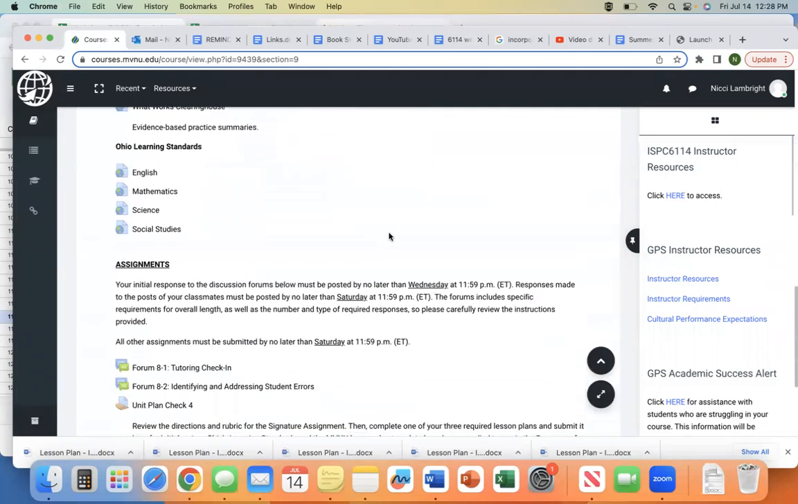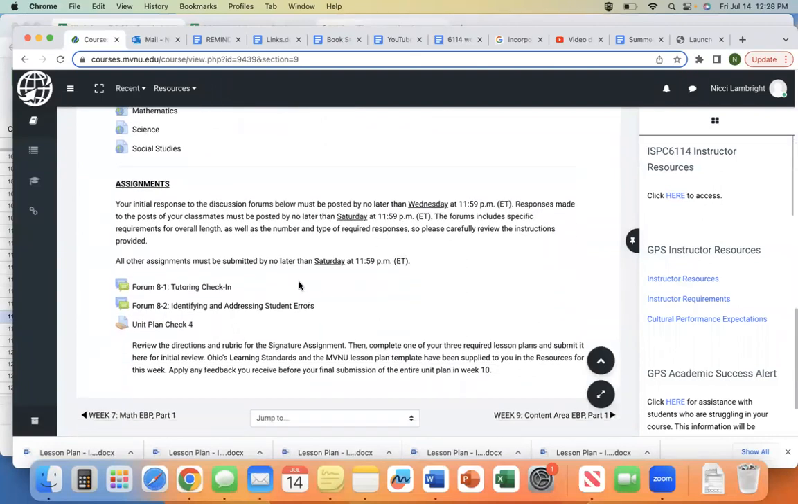For your tutoring check-in, you're going to go through, use the prompt, be sure to check the responses to and from your peers. You are also looking at identifying and addressing student errors, which is one of the best ways to figure out how to proceed with math.